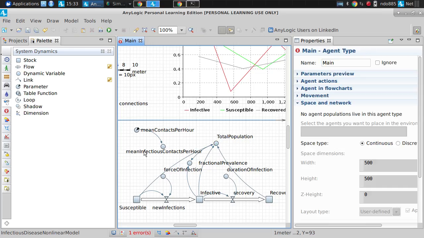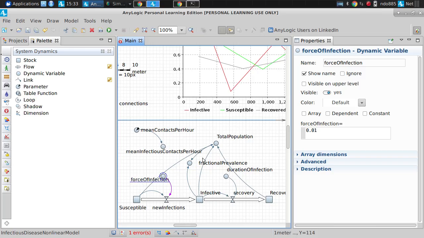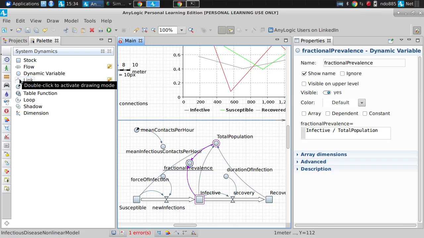What would that depend on? We have some number of mean contacts per hour. Let's suppose we're dealing with the flu and I have contacts with 10 people per hour total. And suppose there was a force of infection, suppose there was a fractional prevalence of 50%. On average, how many people would I bump into per hour who are infectious?